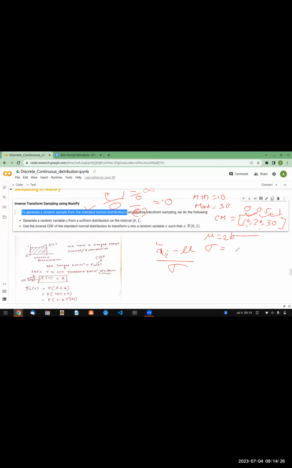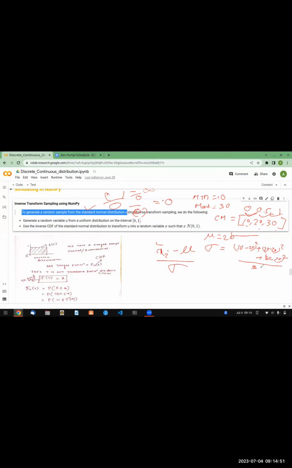Square root of variance. So what is variance like? I need to calculate the standard deviation. How will I calculate from here? (10 minus 20) squared plus (20 minus 20) squared plus (30 minus 20) squared, divided by 3.